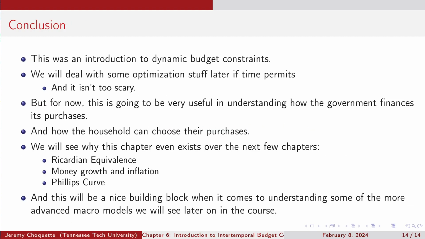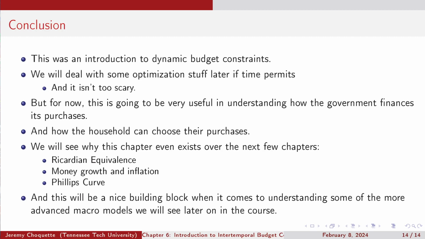Okay, so that's really enough on that for now. This just was a simple introduction to dynamic budget constraints. And we're going to get to some optimization stuff maybe later. But for now, it's really good to know how the government finances the purchases that it makes. And then it tells us what resources are available for the household to choose later.